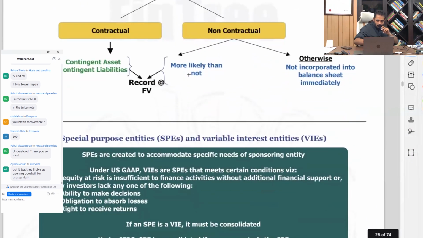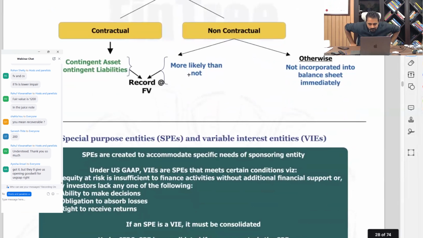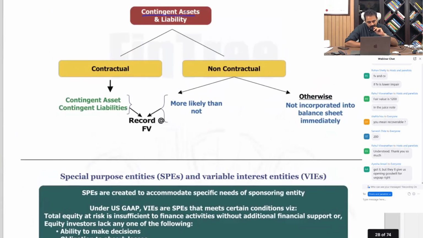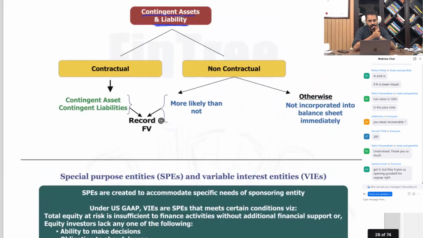One more theory. We're almost done. Okay, last 10 minutes. We're there. Need a little more stamina from you. Here now, what if there are contingent assets and contingent liabilities at the time of acquisition? Should I record them or not?